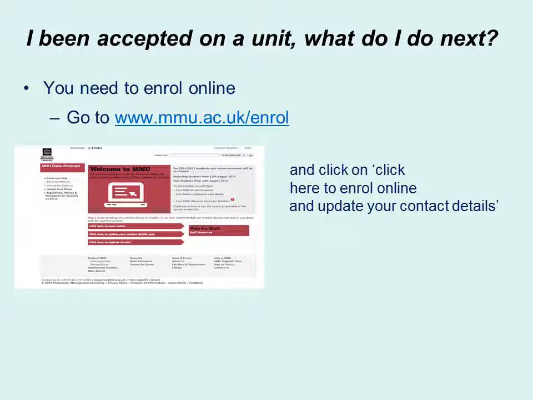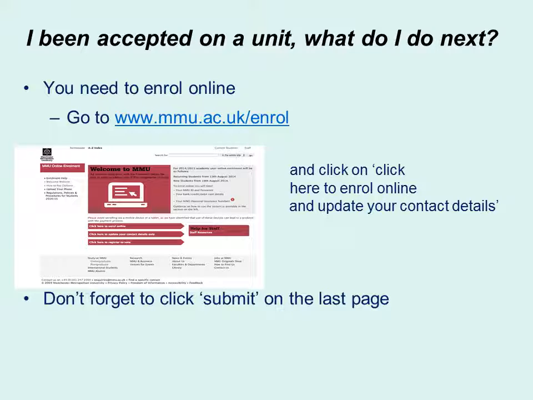You should see the instructions on the enrol screen. Click Continue. This will open a screen with university regulations. Please read these and click Submit. Follow the instructions, and at some point the unit you've been accepted on will be shown. Check that all the details are correct and change as necessary. The last page should indicate funding. If you have CPD funding, this should be shown. Don't forget to click Submit on the last page.